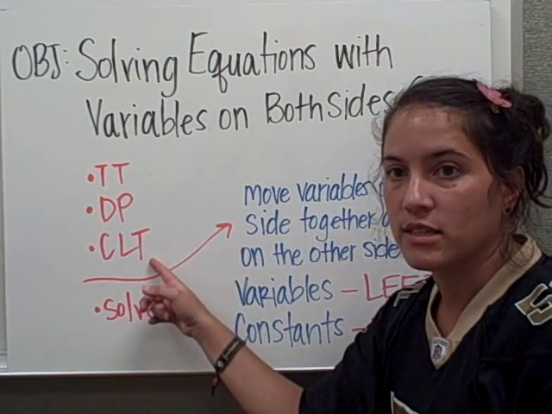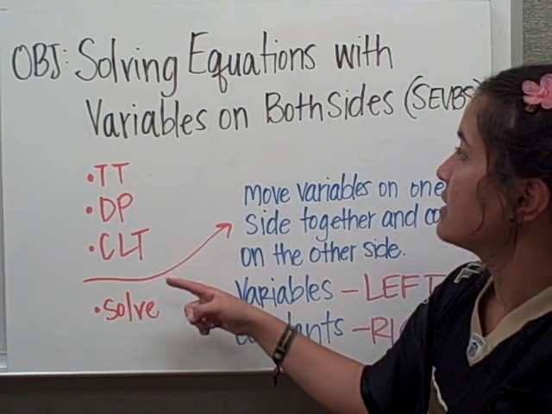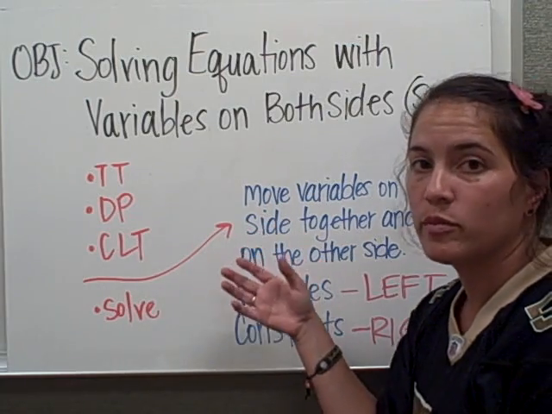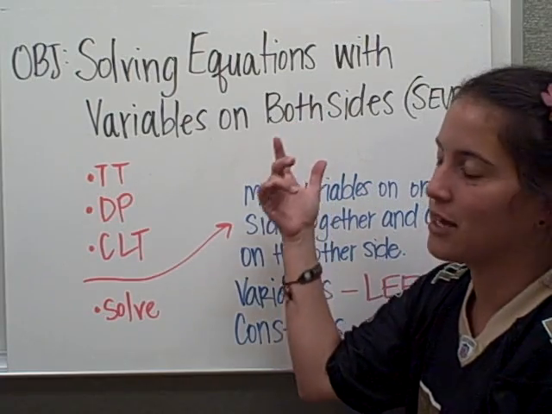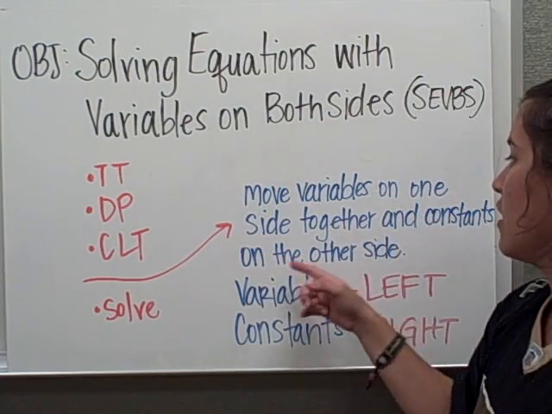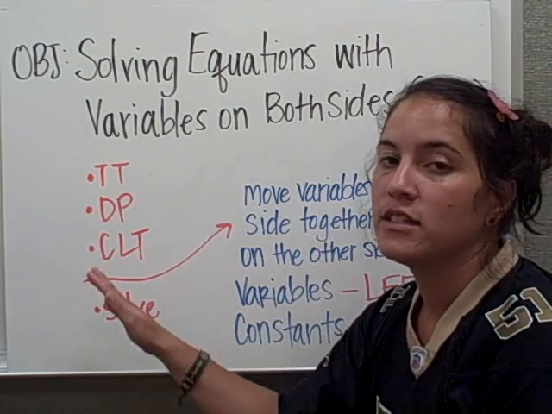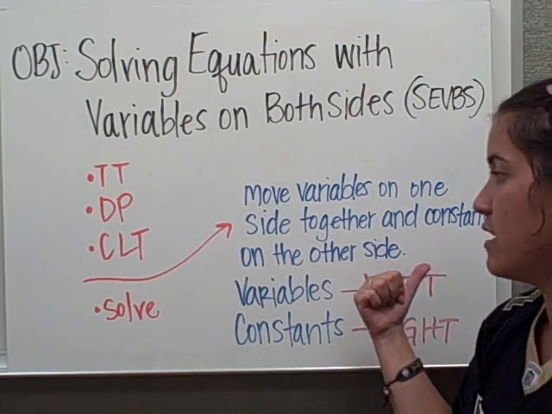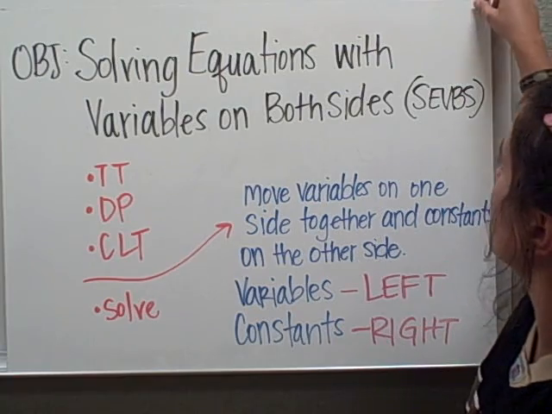We also did that with multi-step equations, and it's the same thing, except now, before we can solve it, if you have variables on both sides of the equal sign, then we need to move our variables to one side and move the constants to the other. So I suggest you move your variables to the left side of the equal sign and your constants to the right side. I'm going to show you a few examples and then you're going to practice on your own.